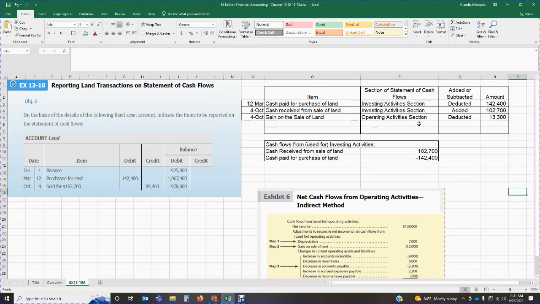The gain would not be recognized. It's just that in the problem, they're asking you to indicate where the items would be reported on the statement of cash flows. Those two would be reported under the investing section, and that one would be reported under the operating section, basically as an adjustment to the operating activities for that particular period. If we are doing the actual statement of cash flows, we do have to indicate if it's cash being received, positive. If it's cash being paid out, it will be negative because our cash is decreasing. So this is the particular problem that we are working on.